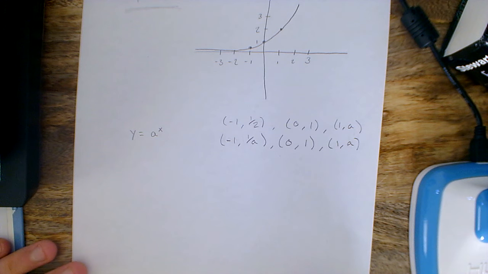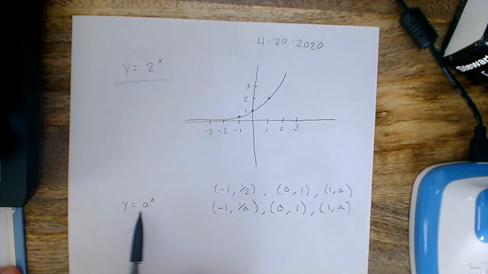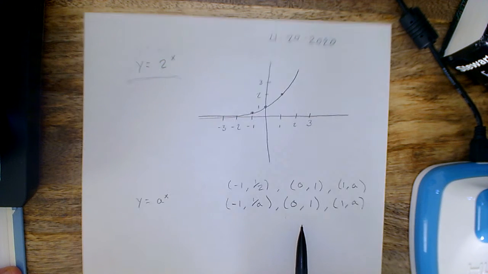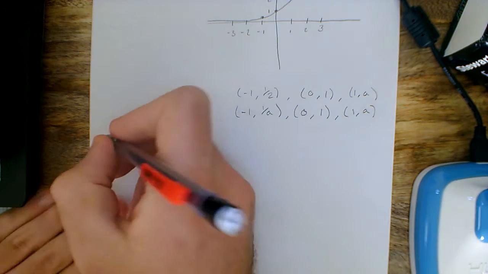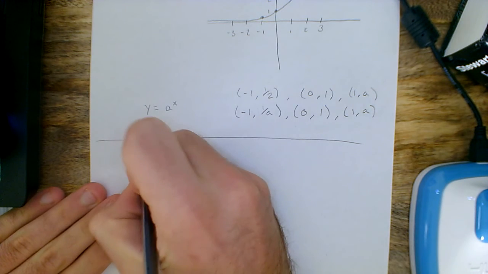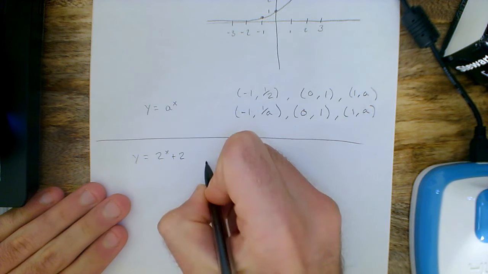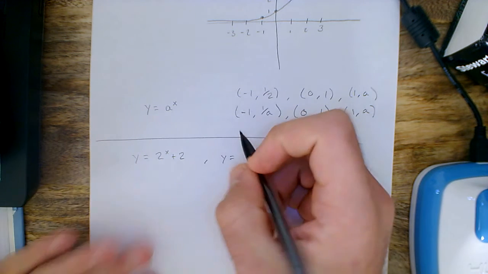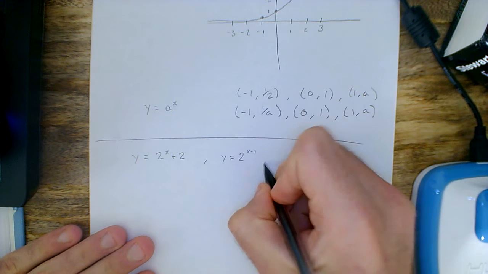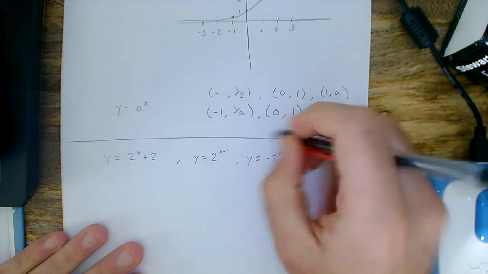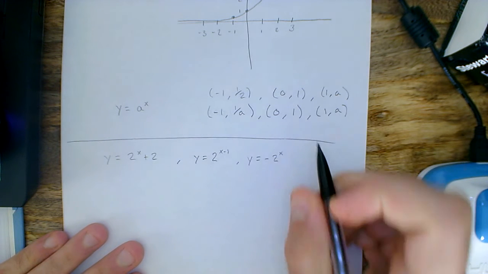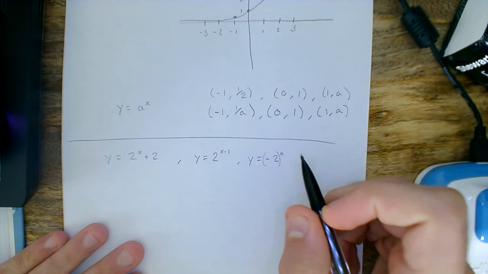Okay, it's particularly useful when we want to graph functions that look pretty close to a to the x or 2 to the x, to see where these 3 points go. And you'll see what I'm saying in these next examples. Because we know how to graph 2 to the x, we're going to learn how to graph y equals 2 to the x plus 2, y equals 2 to the x minus 1, y equals -2 to the x.